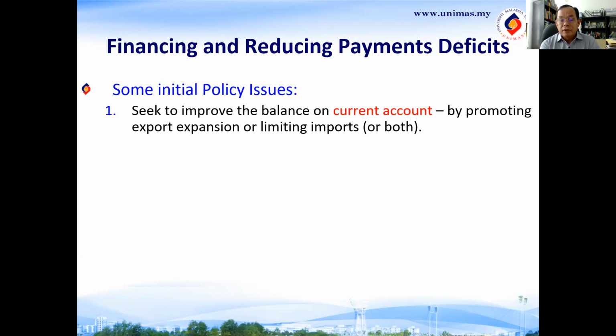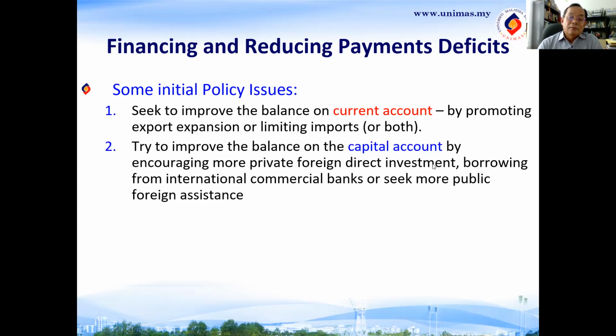Or if you cannot do that, then you try to limit the import. In other words, to reduce spending. Or better still, if you can do both: you promote export and at the same time limit imports. So the net result will be an increase in the balance of payment. Number two, trying to improve the balance on the capital account. Remember, the capital account is based on the investment and so on.